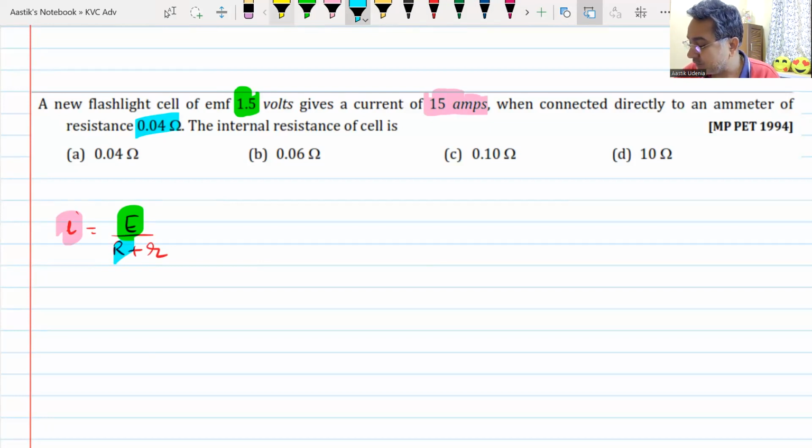So from there you can find out the internal resistance r. Internal resistance r would be equal to 0.06. Do we understand this? Yes, sir. That is the correct answer, 0.06. Do we get this, everyone? Yes, sir.